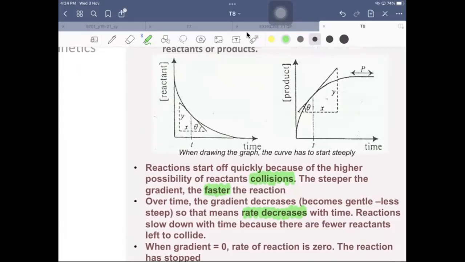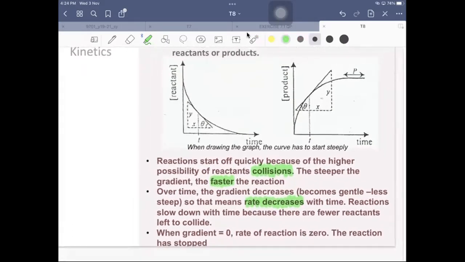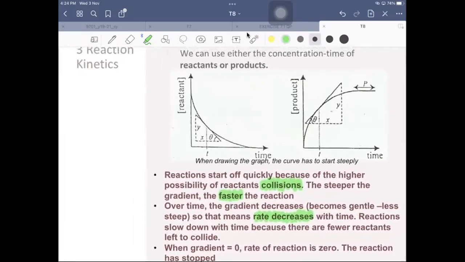When gradient is 0, the rate of reaction is 0. The reaction has stopped. This is what I was telling you as well just now.